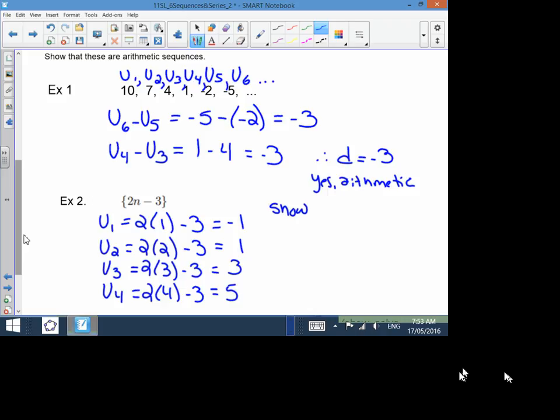So let's go ahead and take u sub 2 minus u sub 1, which equals 1 minus negative 1, which is a difference of 2. And let's take u sub 4 minus u sub 3. It could have also been u sub 3 minus u sub 2. You guys have your options. So 5 minus 3, which also gives 2. So we have that common difference of positive 2 again, as we did earlier in our first example.